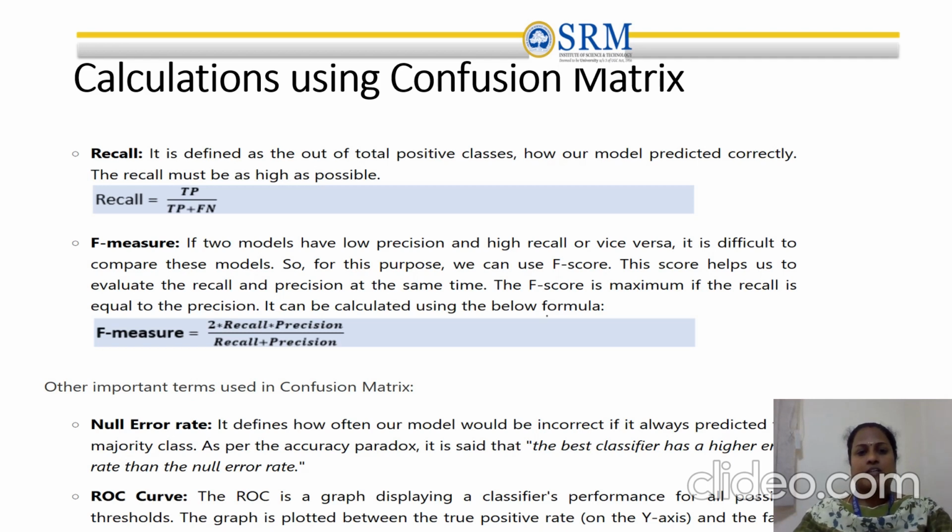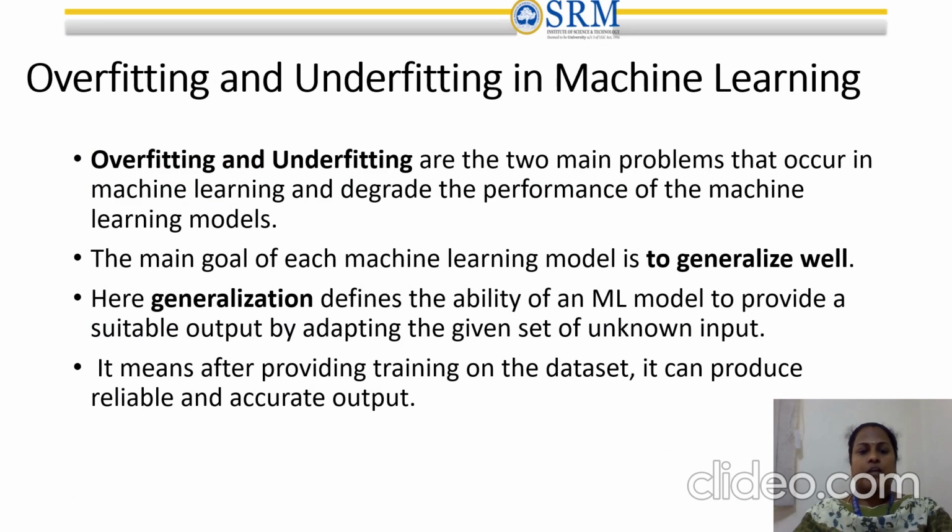F-measure: if two models have low precision and high recall, it is difficult to compare those models. So for this purpose, we use the F-score value. This score helps to evaluate the recall and precision at the same time. If the F-score value is maximum, we can say the model is a good model. The F-score is calculated by the formula 2 times recall times precision divided by recall plus precision.